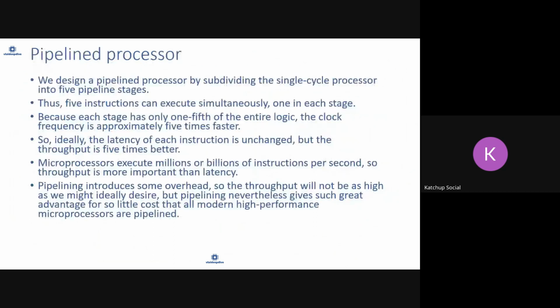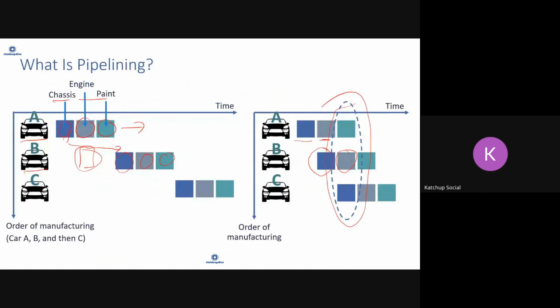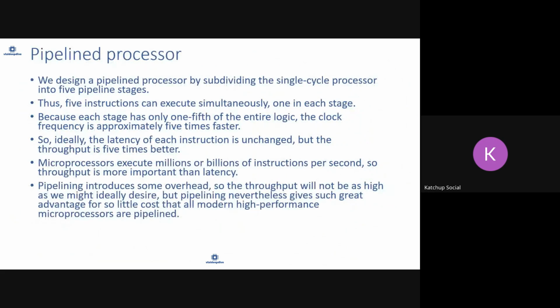And that's what the concept of pipelining is. So what we'll do is design a pipeline processor by subdividing a single cycle processor into 5 pipeline stages, and approximately 5 instructions can then execute simultaneously, similar to three people getting 3 times the work done in a car assembly. Now each stage only has 1/5 of the entire logic, so maybe the clock can also run 5 times faster. The latency of an instruction is changed, but you will be able to get throughput which is five times faster.